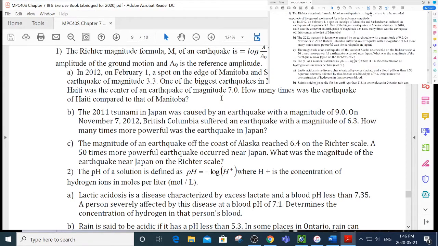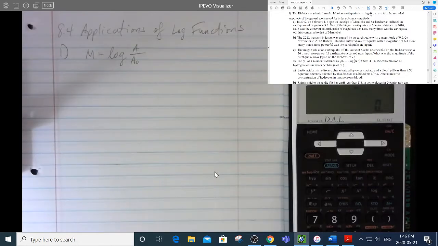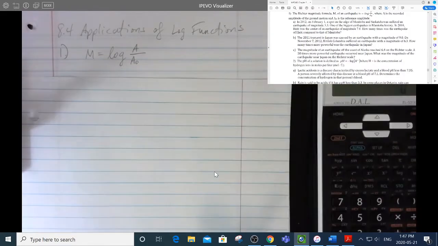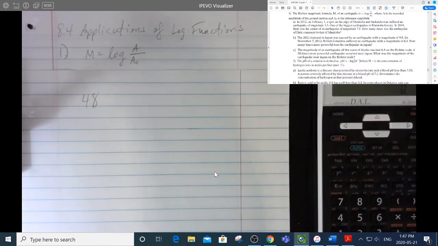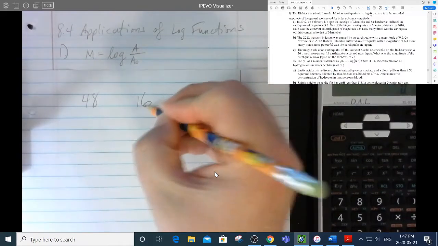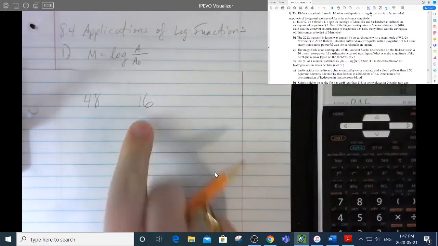Now, some people are having a hard time with this question because they were stuck on, what do you mean how many times bigger? Here, let me use scrap paper and give you an example. Say, for example, we go back in time a year when I was 48 years old, and I had somebody in my grade 11 or 12 class that was 16 years old. How many times older am I than them?